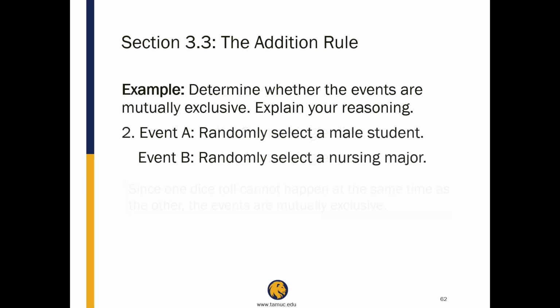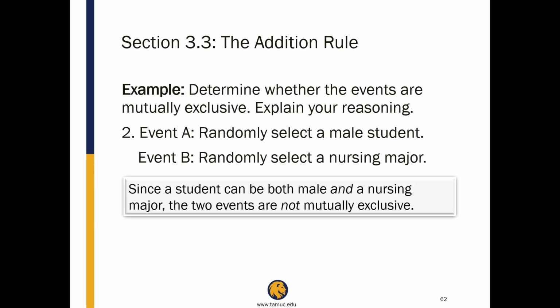On the other hand, consider the other two events: event A, randomly selecting a male student, versus event B, randomly selecting a nursing major. It's possible that they could both be true at the same time. Since a student can be both male and a nursing major, the two events are not considered mutually exclusive.